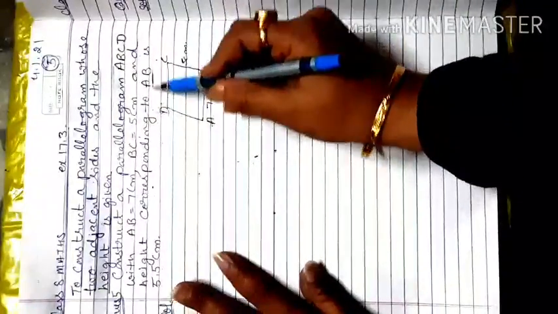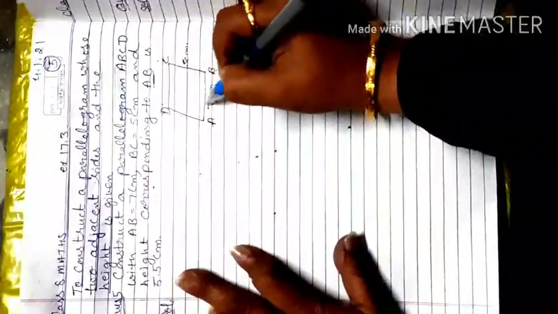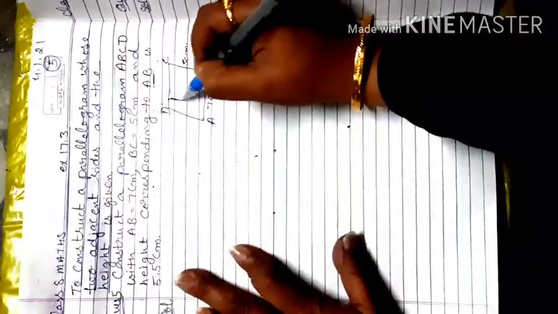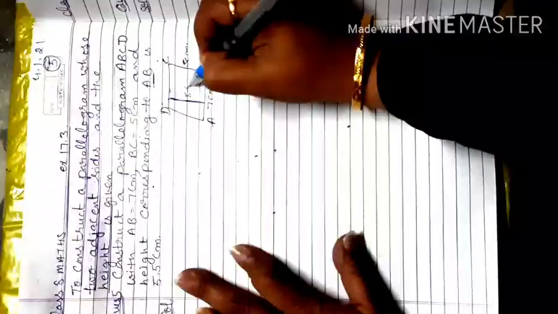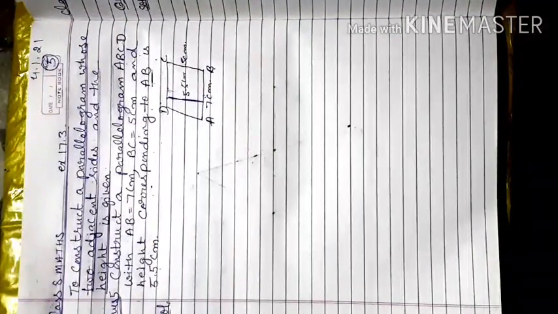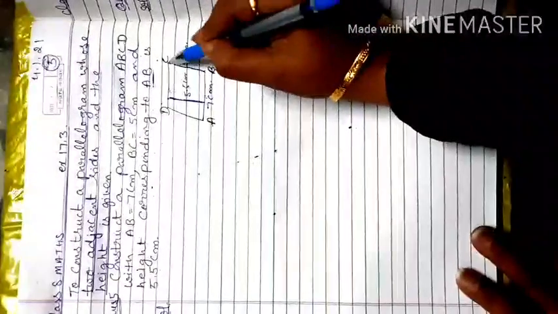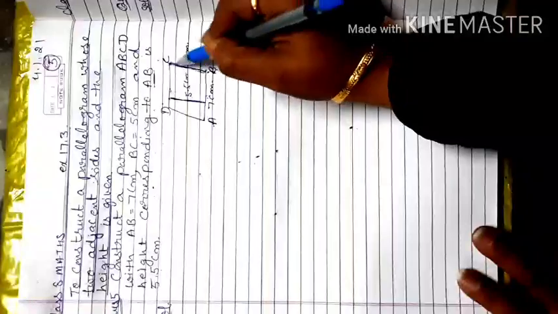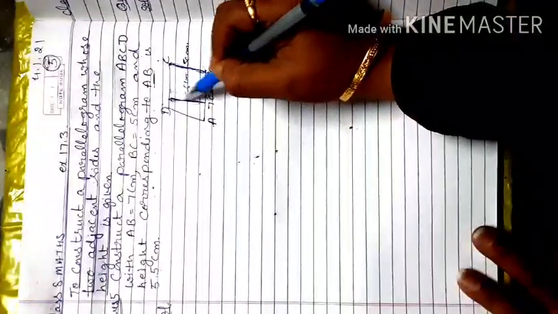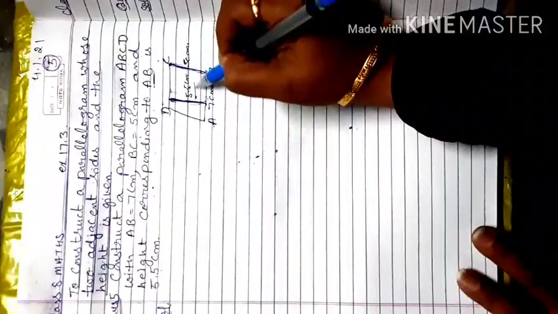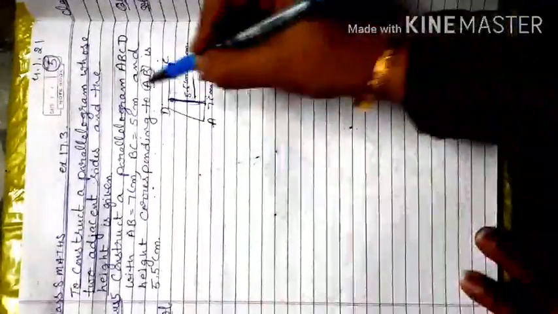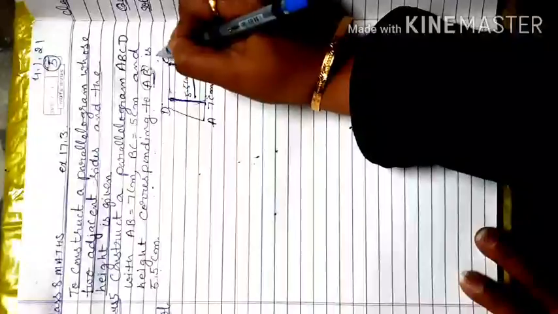The height corresponding to AB, that is the distance between these two sides, will be 5.5 centimeter. Do you think that is possible? Because if this line is 5 centimeter, how can the parallel distance between these two be 5.5 centimeter? So this is a mistake in the statement. Instead of AB, it should be BC.